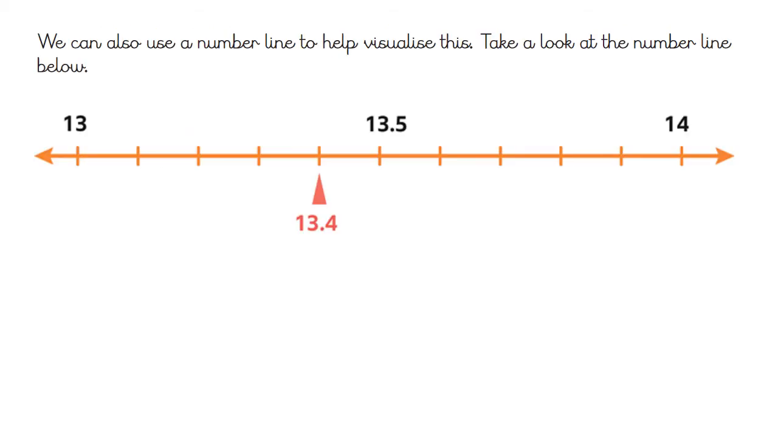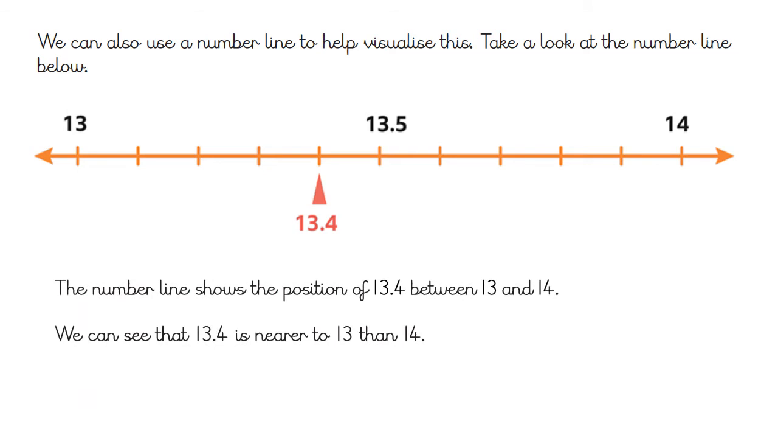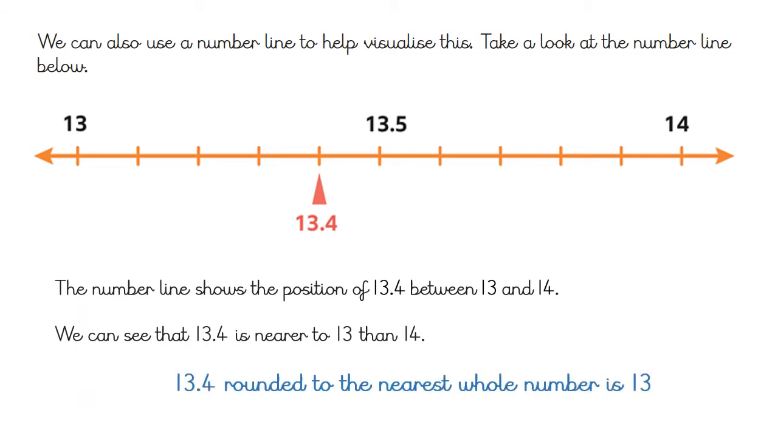We can also use a number line to help us visualize this. So take a look at the number line below. You can see that 13.4, firstly it falls between the two whole numbers, the integers 13 and 14. And we can see that 13.4 is nearer to 13. And therefore 13.4 rounded to the nearest whole number is 13.